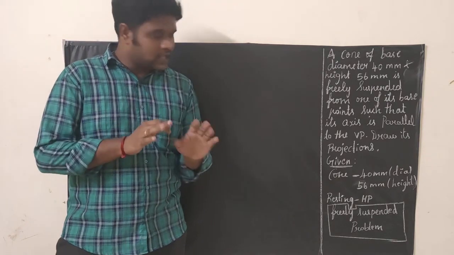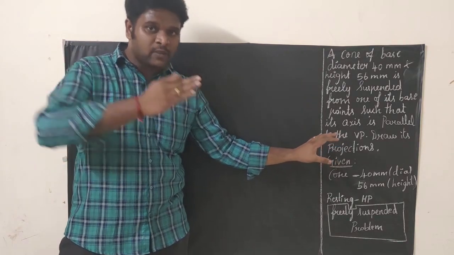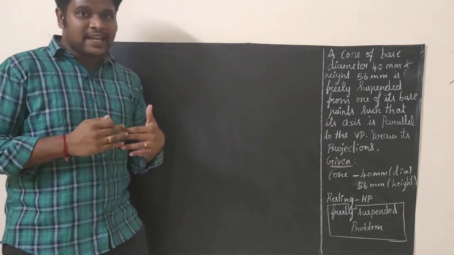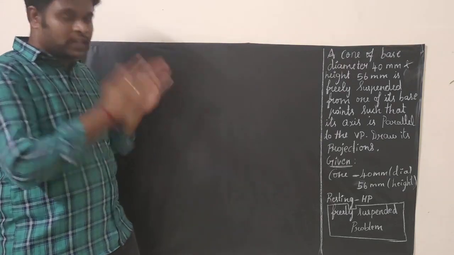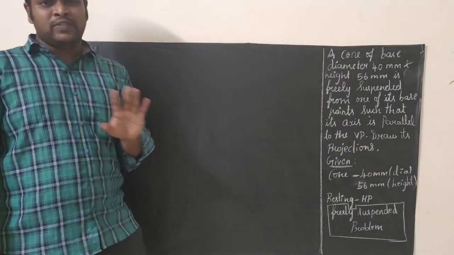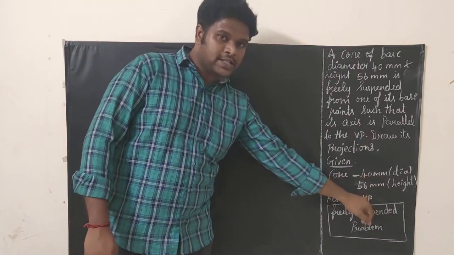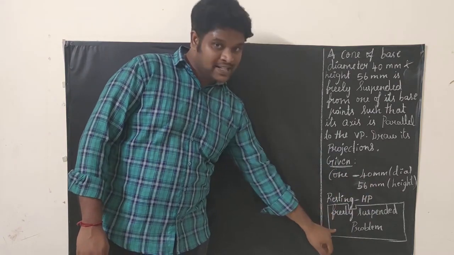So just check the question. What they have given: axis parallel to VP. What is the opposite of it? Axis will be inclined to HP. So we are going to start the base diagram in HP. Keep it in your mind. So draw the projection. That's all they give. First of all, we need to know what type of solid it is, what is the dia, what is the height, and what type of sum, a freely suspended sum.